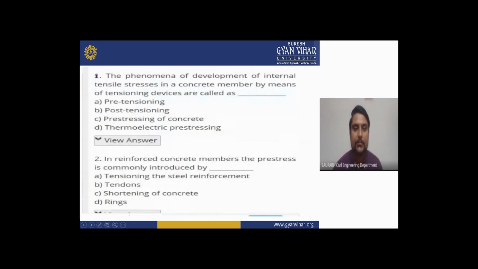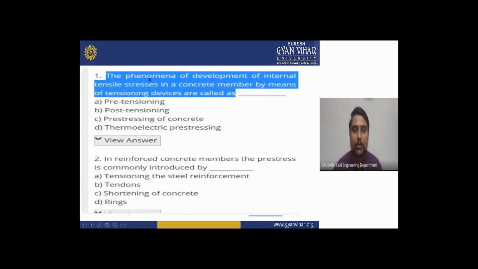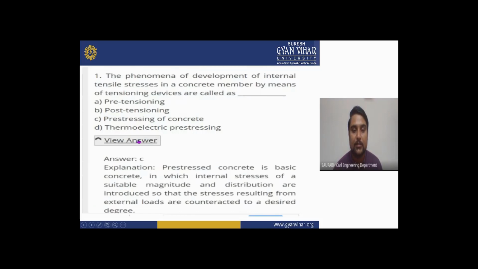Now we will see the MCQ questions which are related to pre-stressed concrete. First question is given here. The phenomenon of development of internal tensile stress in a concrete member by means of a tensioning device is called. What will be the right answer here? Options are given: pre-tensioning, post-tensioning, pre-stressing of concrete, and thermoelectric pre-stressing. Let's see, and here the right answer will be C. Means pre-stressing of concrete, that will be your right answer.